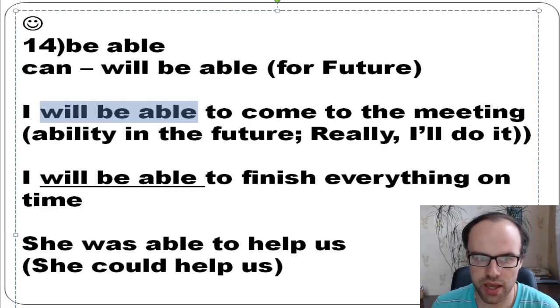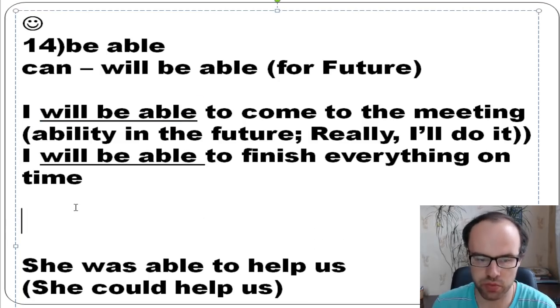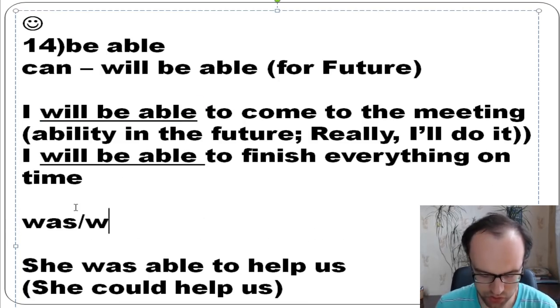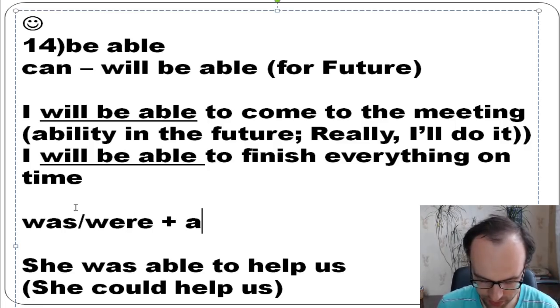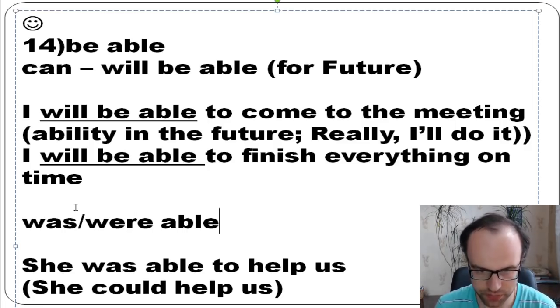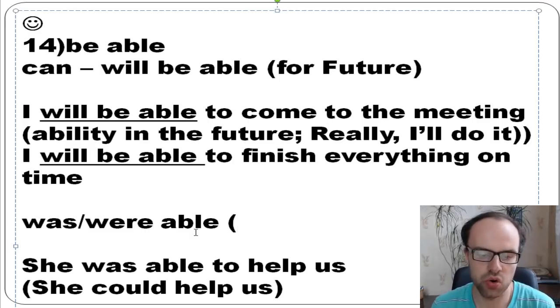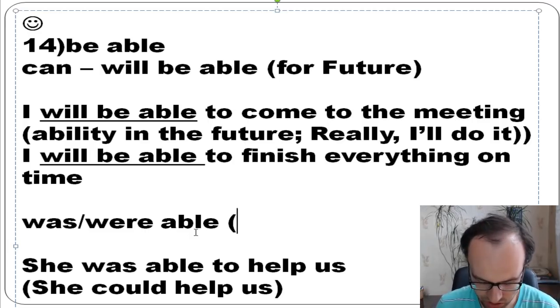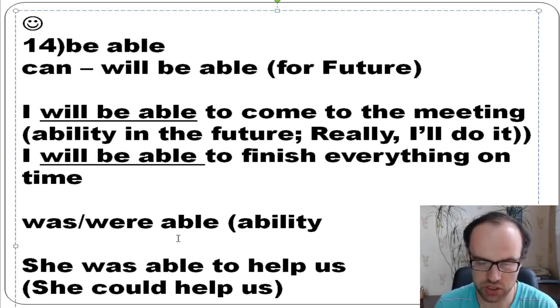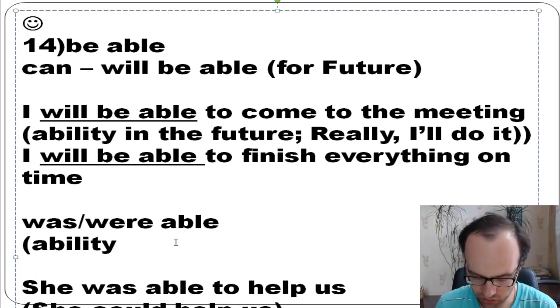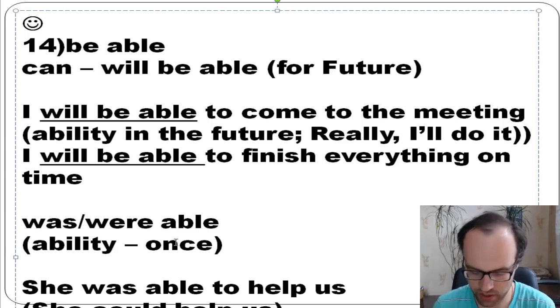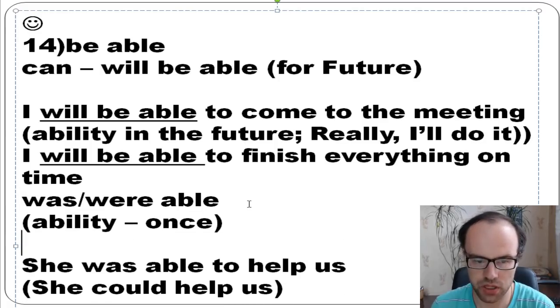Good. And you know that sometimes we use able for the past, and we use was or were able. She was able to help us. Usually we use it about ability, like with could, but once, one time. Okay, so she was able to help us.